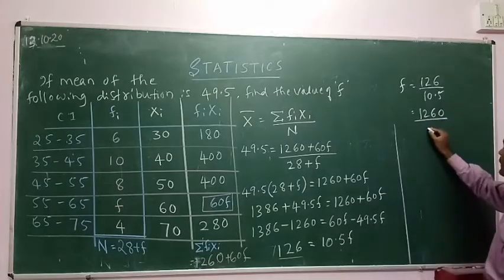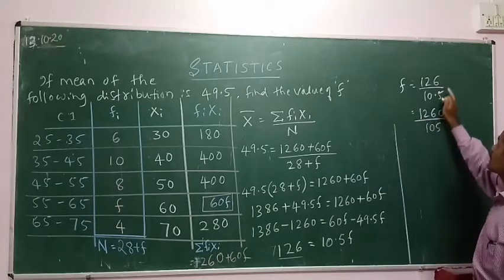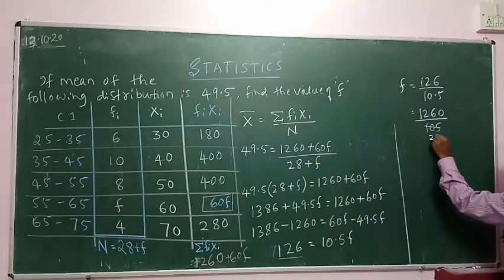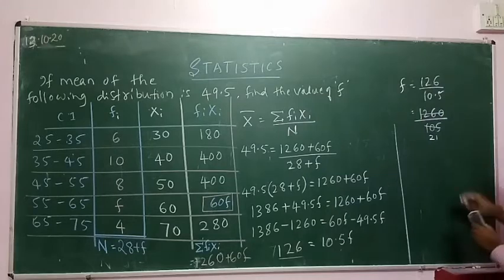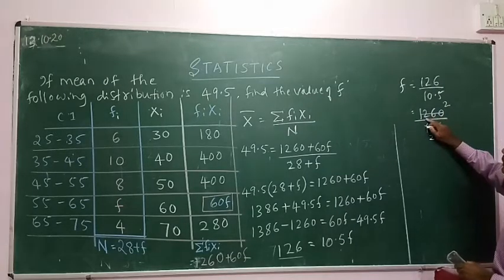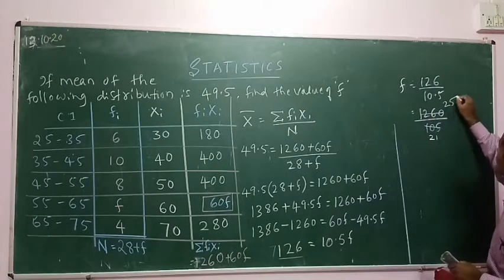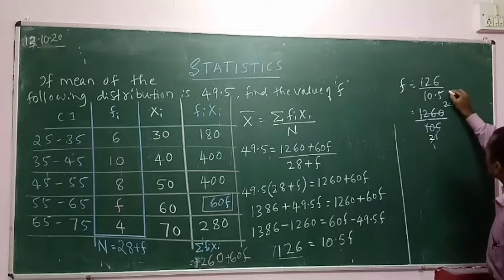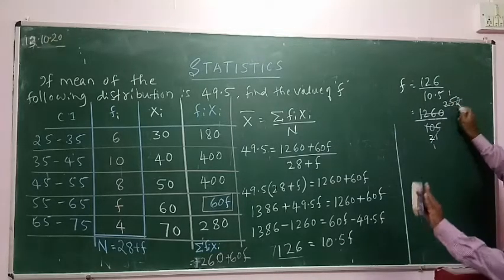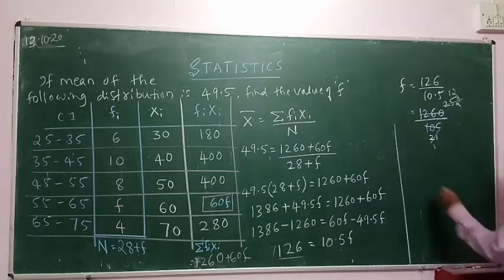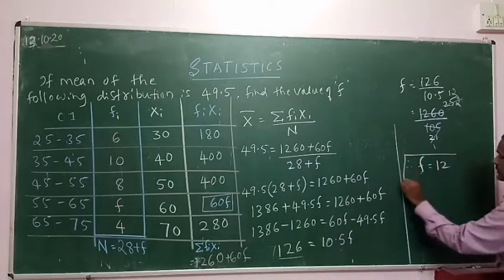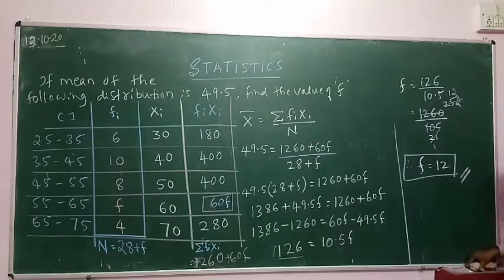1260 divided by 105. 5 twos are 10. 5 fives are 25. 21 ones are 21. 4 remains, 42. 21 twos are 42. Therefore, we can say F is equal to 12. This is the end of the solution.